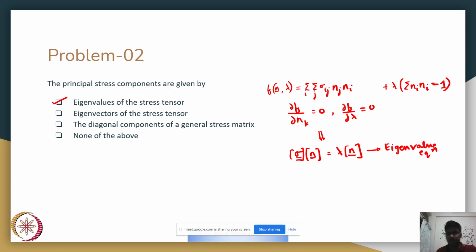So principal stress components which are given by lambda are essentially the eigenvalues. And the principal plane normals n are eigenvectors of this matrix sigma, which is nothing but the stress tensor.